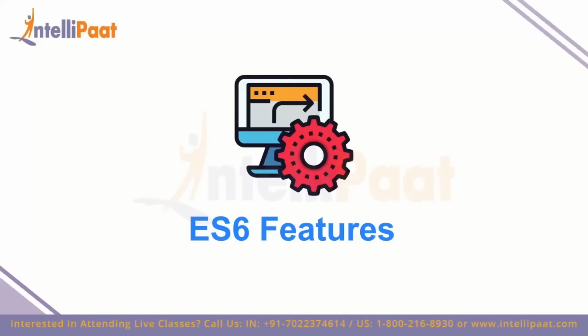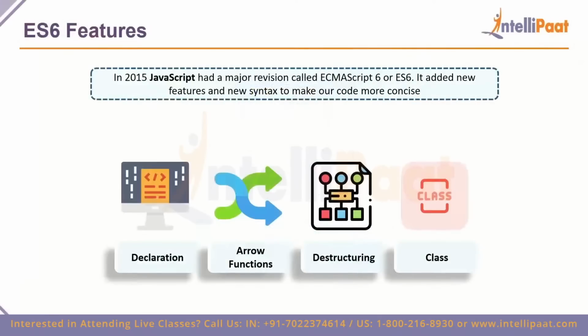So JavaScript has been around for a while and new features have been added to JavaScript in its 2015 version. That was a major revamp of the language and it was called ES6. ES stands for ECMAScript. ECMA is a standardization committee which takes care of standardizing JavaScript features across the browsers. So in 2015, JavaScript had a major revision called ECMAScript 6 or ES6.